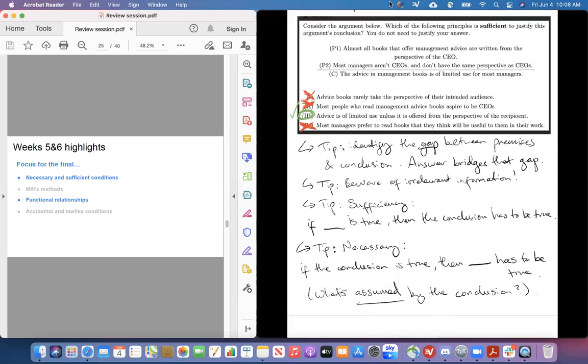Okay, looking back over at the left, that's what I expect you to be able to do: deal with necessary and sufficient conditions, really applying this material to think critically about arguments here. Moving on then, functional relationships.